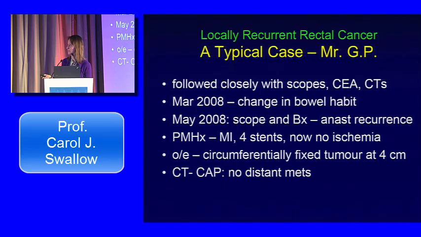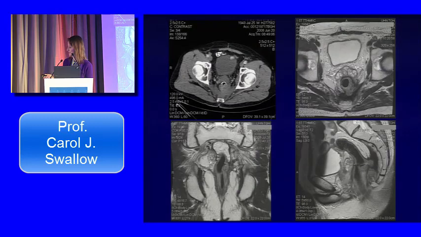He was followed closely, but despite this, it was only when he had symptoms that an anastomotic recurrence was detected. His past medical history, he's had a myocardial infarction, and he has a circumferentially fixed tumor at 4 centimeters from the anal verge on physical exam with no distant mets. So this is the imaging that we see for this gentleman. The CAT scan, as typical, undercalls the extent of local disease. You can see it better here on his MRI next to the seminal vesicles. Here's the tumor, recurrent tumor. And on a coronal, see it here, fixed to the sidewall. And then on sagittal, you can see it fixed to the sacrum with this rind of fibrosis from the previous dissection.